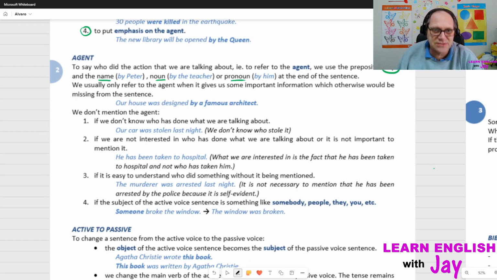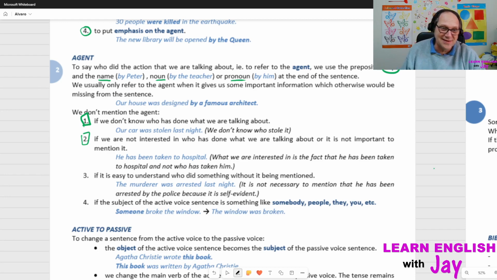Now, we don't mention the agent in the following instances. First of all, if we don't know who has done it. If you're saying that your car was stolen last night, you will not know who it was, unless you know who it is. But normally we won't know who it was. Second one, if we are not interested in who has done what, or it's not important. He has been taken to the hospital. It doesn't really matter who took him to the hospital. The fact is, he's in hospital. That's the important part.